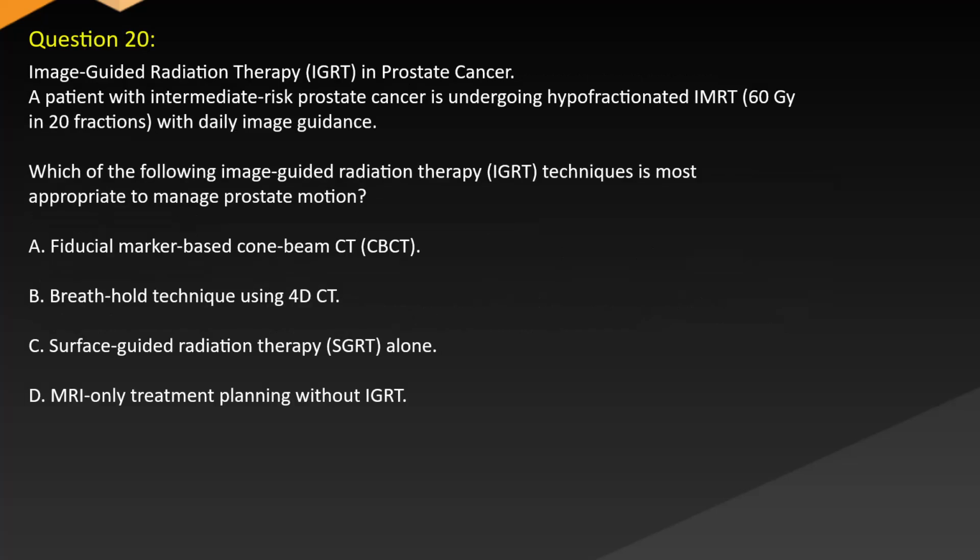Question 20. Image-guided radiation therapy in prostate cancer. A patient with intermediate-risk prostate cancer is undergoing hypofractionated IMRT, 60 Gy in 20 fractions, with daily image guidance. Which of the following image-guided radiation therapy techniques is most appropriate to manage prostate motion? A. Fiducial marker-based IGRT. B. Breath hold technique using four-dimensional CT. C. Surface-guided radiation therapy alone. D. Immobilization treatment planning without it.